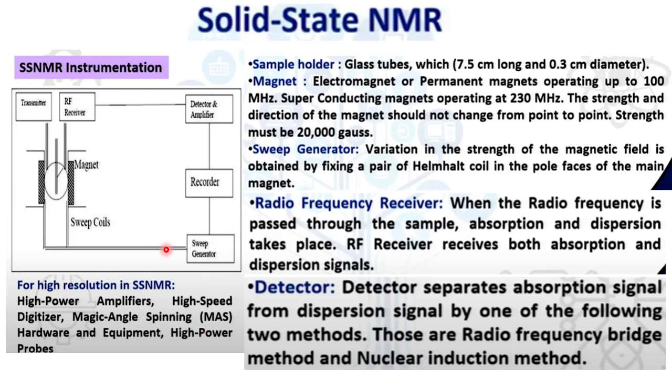Obviously, you need a radio frequency receiver, as we know that for NMR resonance we need radio frequency. When the radio frequency is passed through the sample, some absorption takes place, and based on the absorption we get the signal. There is also another important thing, the detector, which separates the different signals from each other. Those are the radio frequency bridge method and the nuclear induction method, by which we get separated signals.